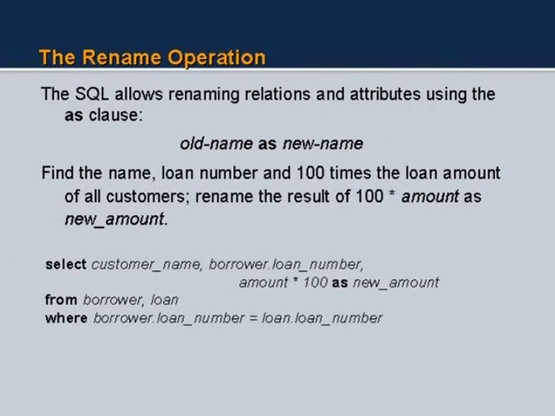Okay, now coming back to more basic stuff, we saw that certain things, which are the results of arithmetic expressions, aggregate expressions, don't have a meaningful name. If you want to give it a name, you can do that. You can say something as something. So you can see this query. Select customer name, borrower loan number, amount times, well, it was 10, I guess. Amount times 10 as new amount. Okay, so in the output table, this column will have the name new amount. So that is one example of the as clause.